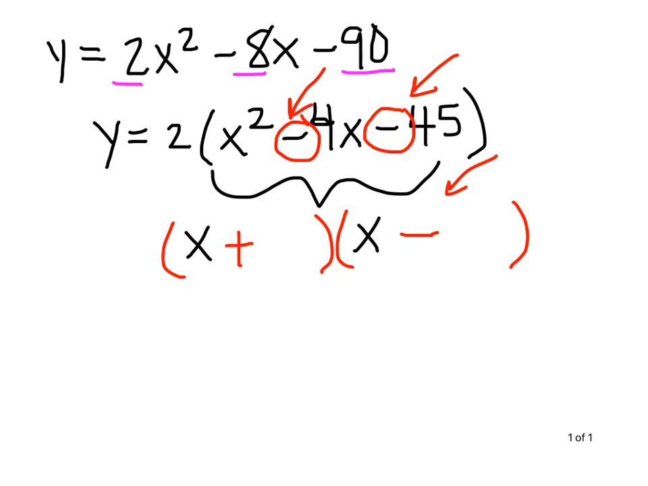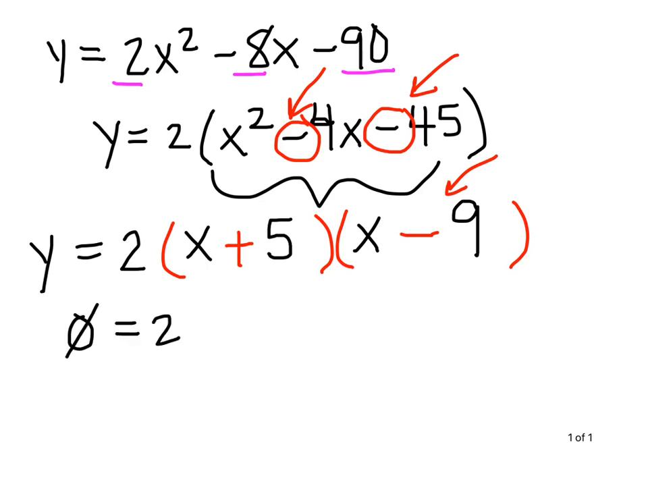And then we want to think of the factors of negative 45 that then give you negative 4. So factors of 45, 5 and 9. Because it's a negative left over, our 9 needs to go with the negative, and our 5 with the positive. And remember, this has that 2 on the outside, and that's equal to y. So when we're solving for the x-intercepts, we're then going to set this equal to 0 to solve.